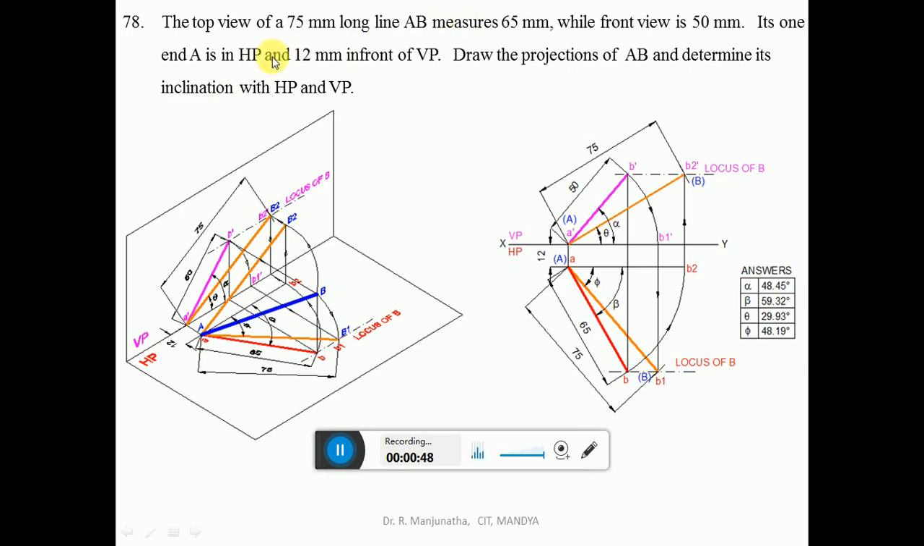The top view of the 75 mm long line AB measures 65 mm. So in the top view, the distance is 65, while the front view is 50. So he has given the front view, the top view and the true length. When the front view line is parallel to XY, then its corresponding top view will be in true length.